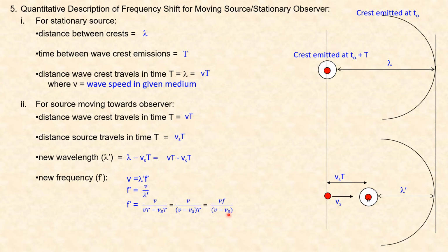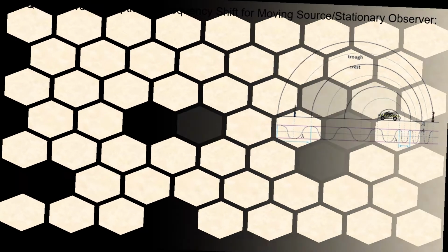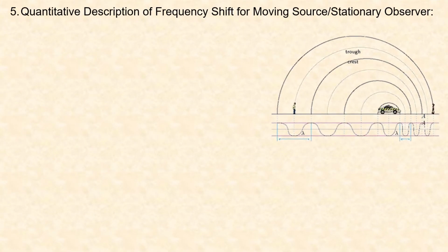Notice that if v_s is 0, that is, if the source is at rest, then you find that f' is exactly equal to f. If the source is not moving, we just get v f over v, or just f. All right, so we have an expression for the Doppler frequency when the wave source moves towards the observer.